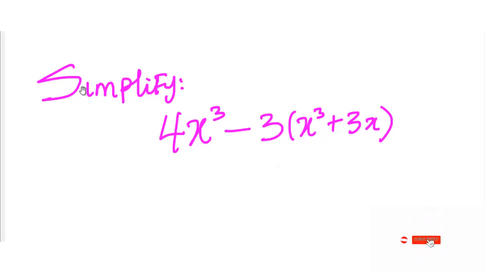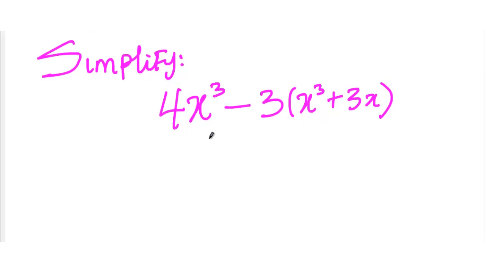Alright, so in this video, we are required to simplify 4x cubed minus 3 into bracket x cubed plus 3x. Now, to simplify this particular algebraic expression, all we need to do is to first open this bracket. So how do we do it? Let me scroll up. We can still write this to be what?